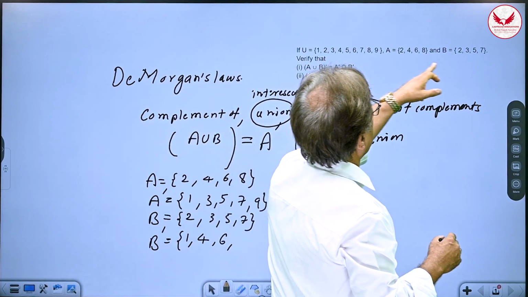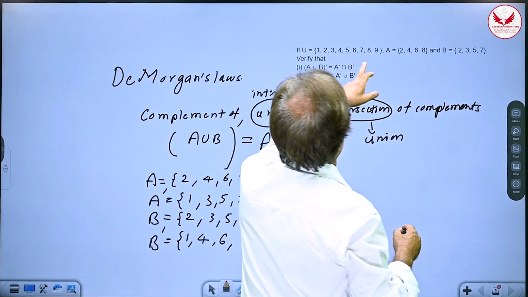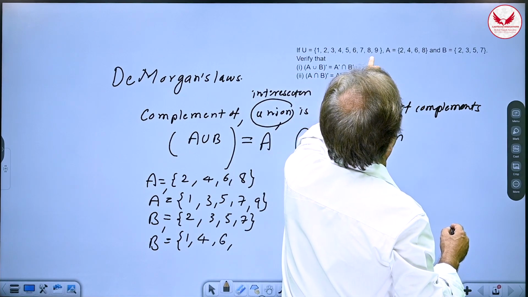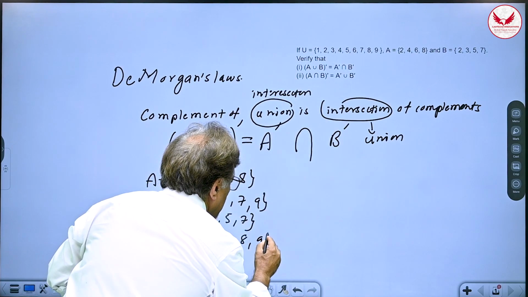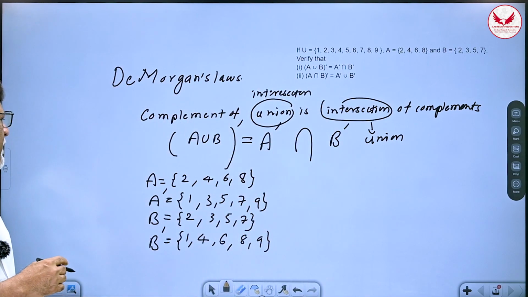Then 7, is it in A, B? Yes, it is in B. So 7 is included, 8 is not there and 9 is not there. So 8 and 9 are all there in the complements.